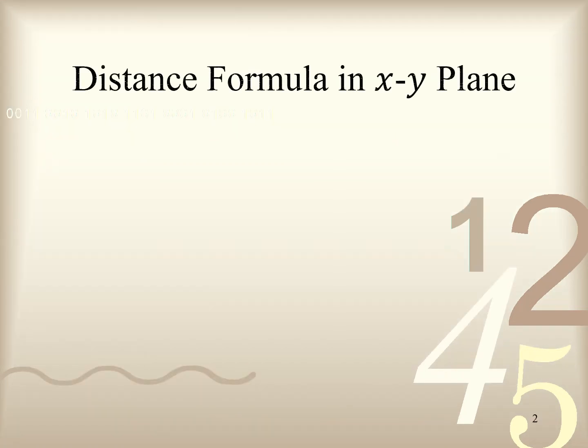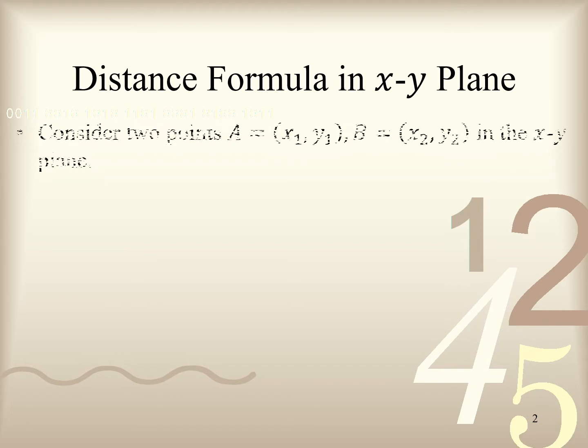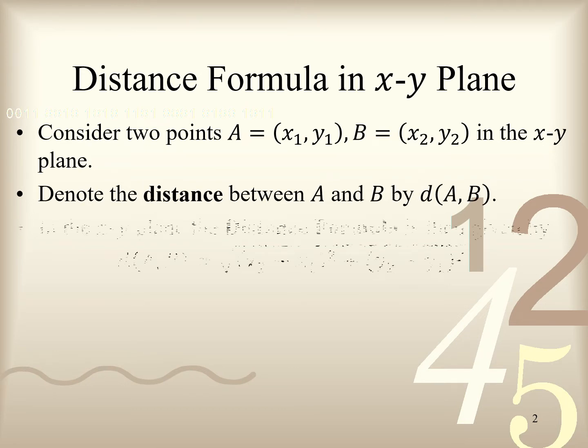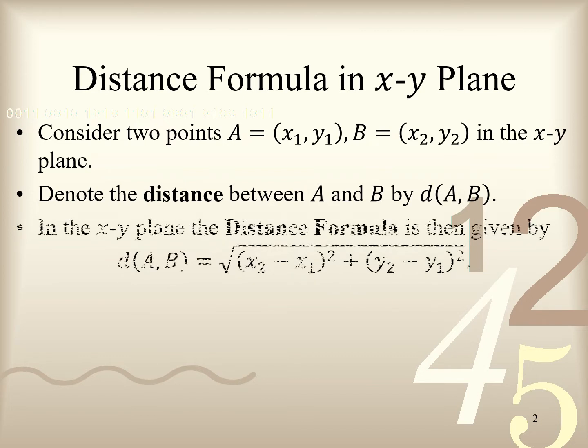Now let's introduce the distance formula in the xy plane. Consider a point A, given by the coordinates x1, y1, and a point B, given by the coordinates x2, y2, in the xy plane. Denote the distance between A and B by d(A,B). In the xy plane, the distance formula is then given by the equation d(A,B) equals the square root of (x2 minus x1) whole squared, plus (y2 minus y1) whole squared. This means the distance between 2 points, A and B, in the xy plane, is the square root of the sum of the squares of the change in their x coordinates, and the change in their y coordinates.